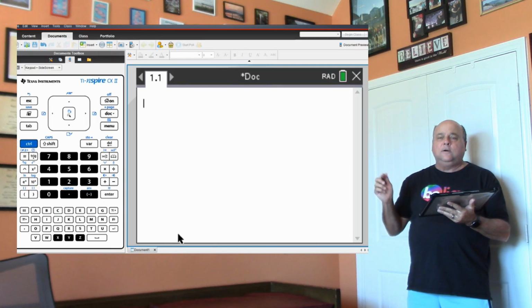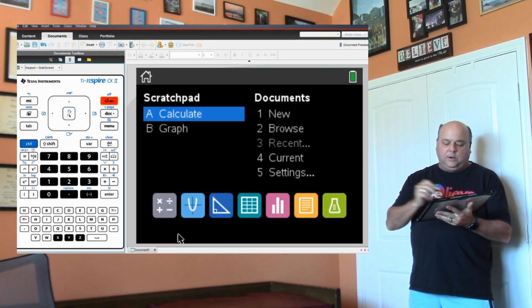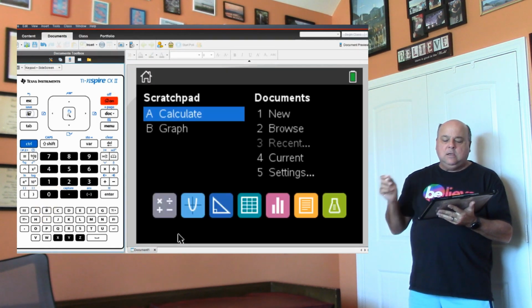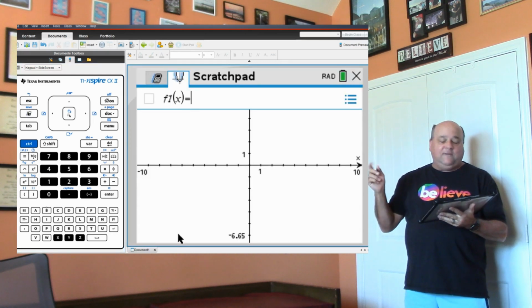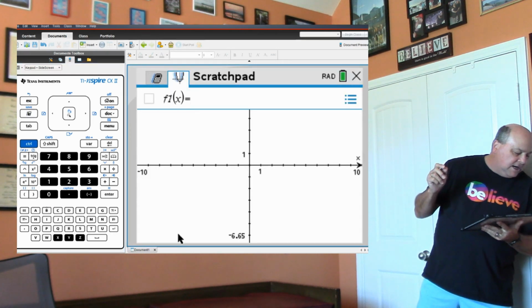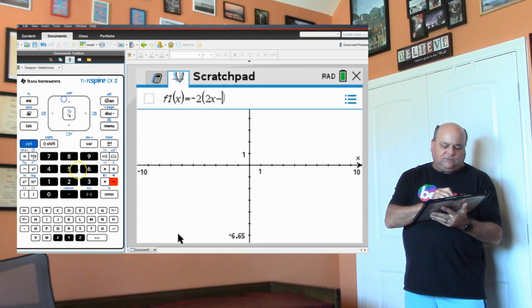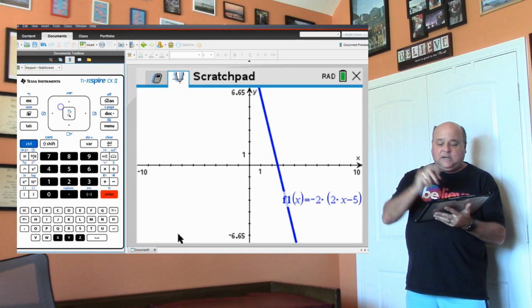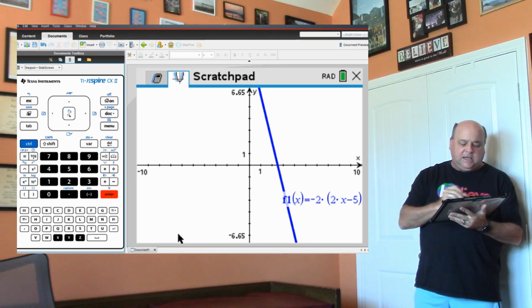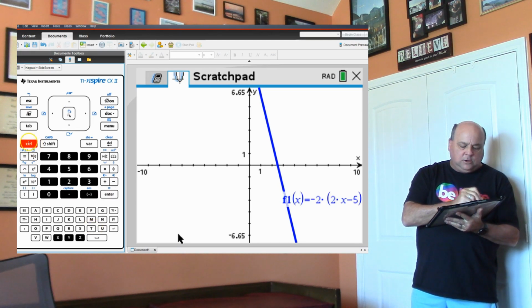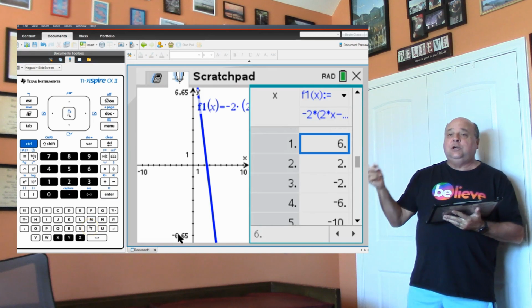So get your calculator. We're going to hit home. We're going to go to graph, which is B. You should have f1(x), and now I'm going to type in -2 parentheses 2x minus 5, close parentheses, hit enter. Then I'm going to hit Control-T, and I generate my table.